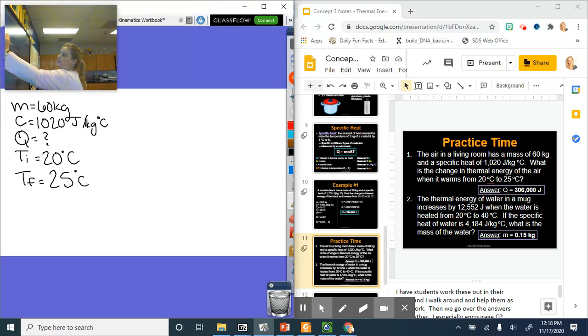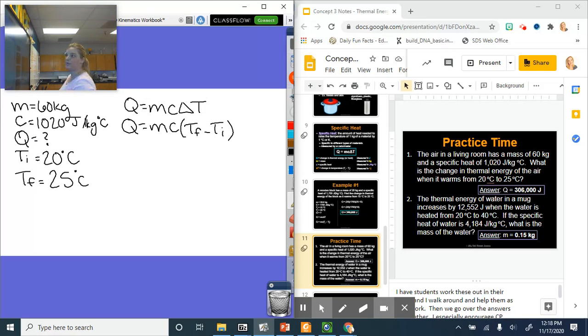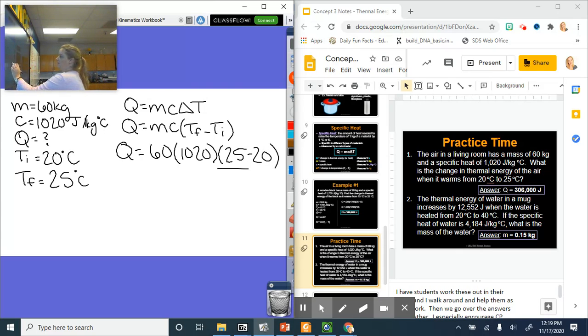So I'm going to write out the equation I'm going to use. Q equals MC delta T. But I'm going to go ahead and replace the delta T with my variables. So Q equals M times C times my final minus my initial temperature. And then I'm going to plug in my numbers. So I have 60 times 1020 times 25 minus 20. Make sure that you are still following your order of operations. So we want to solve this part first before we multiply everything else.